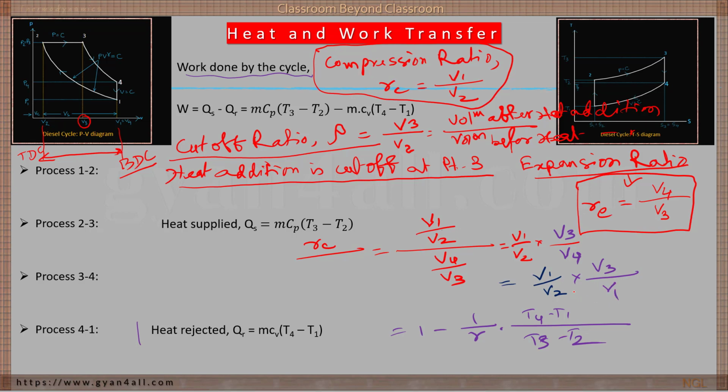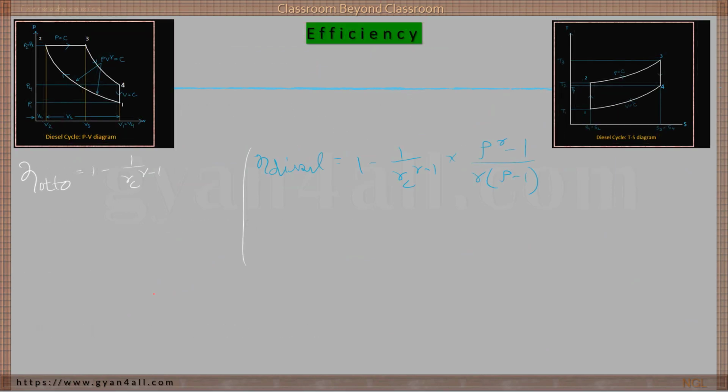So V1 cancels. Now it is V3 divided by V2. What is V3 divided by V2? Cut off ratio. So what we get? RC divided by RE is equal to cut off ratio, or we can say RC is equal to rho RE. Right? So this way we can deduce a formula. And if you go on simplifying, ultimately we will get an equation for efficiency of diesel engine.